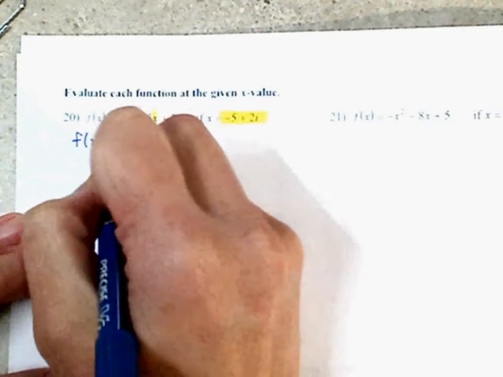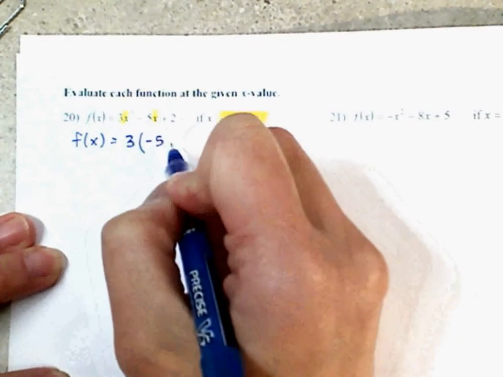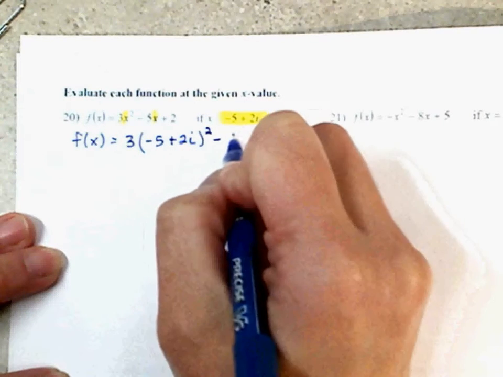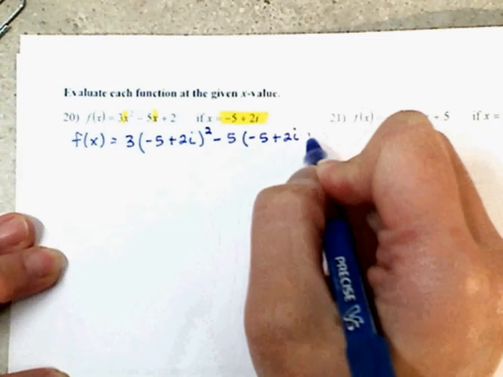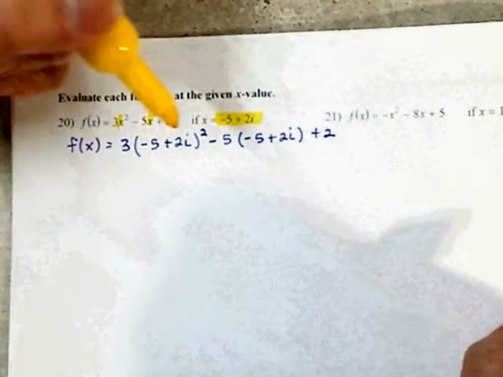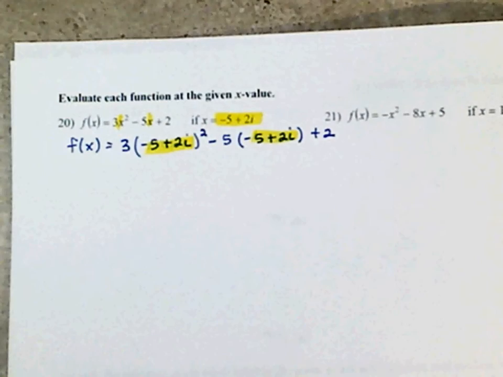F of x equals your 3. Notice you have an x, so you're going to replace it with -5 plus 2i squared minus 5 times -5 plus 2i plus 2. Here is all your x, okay?